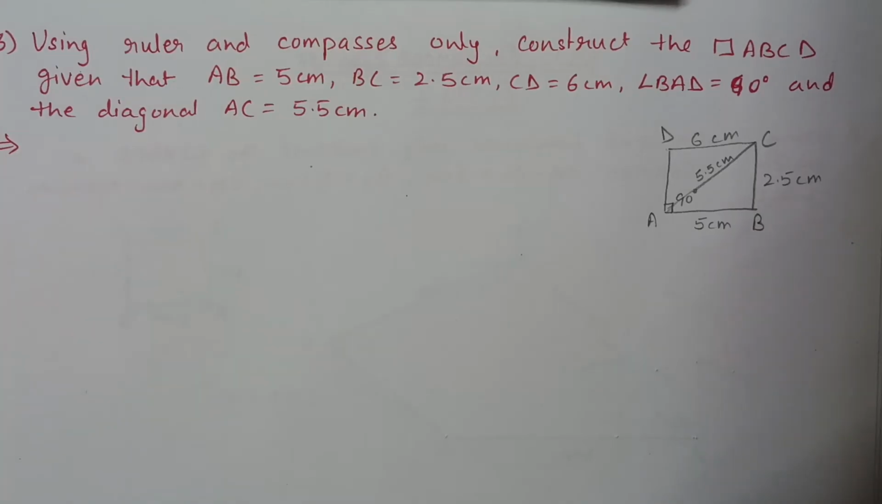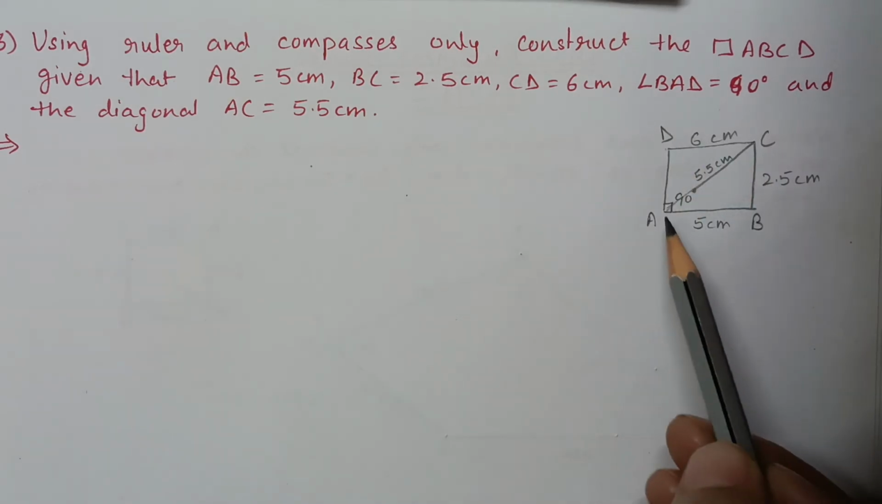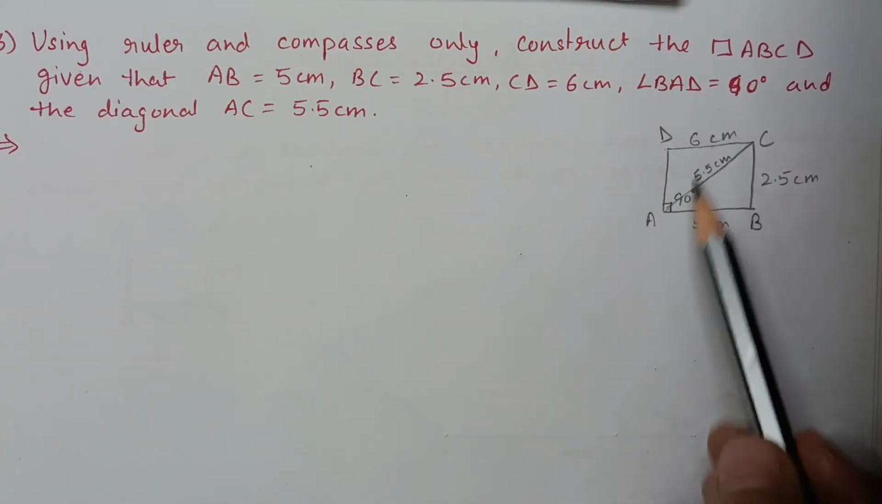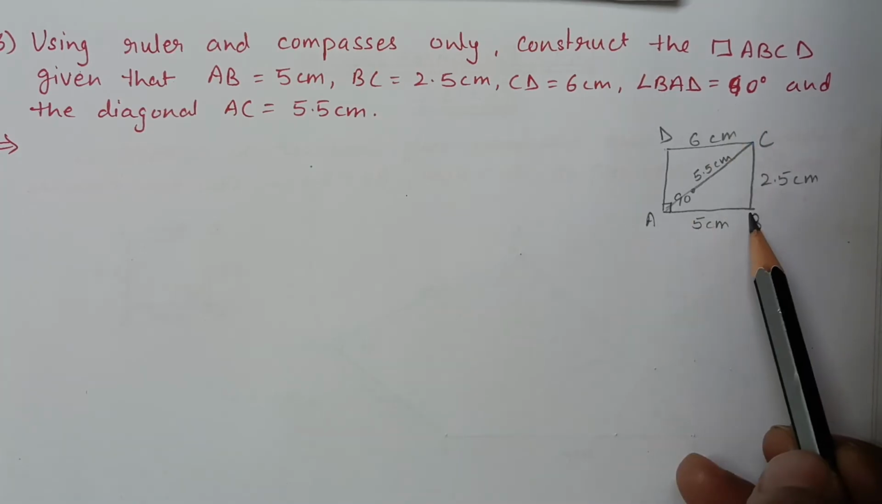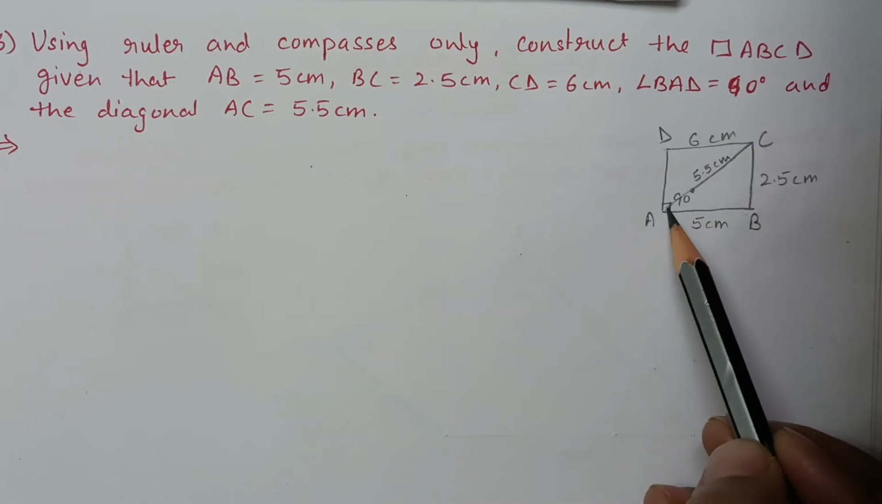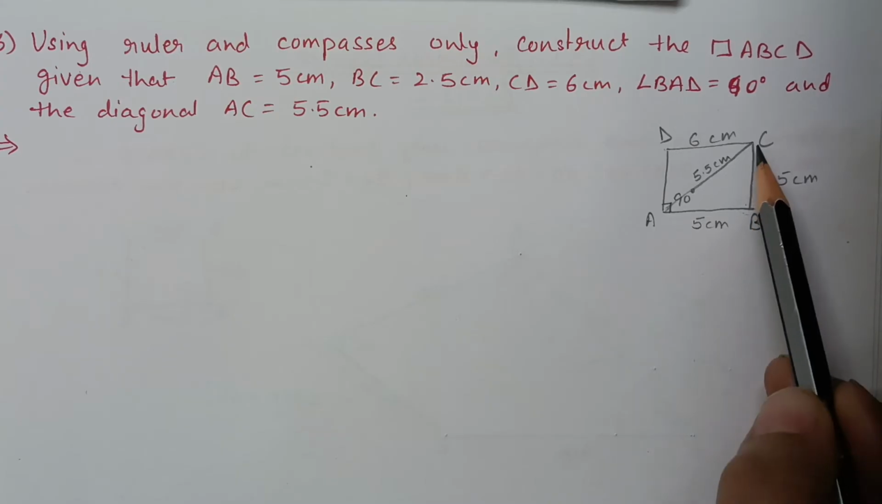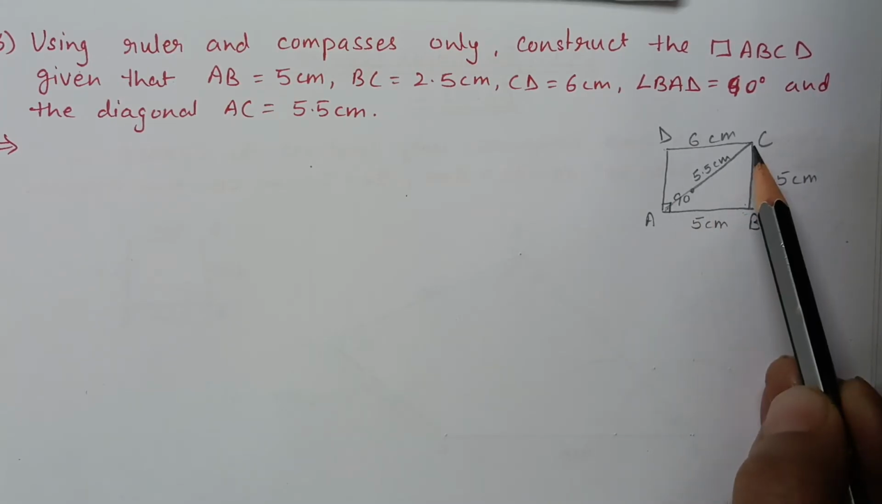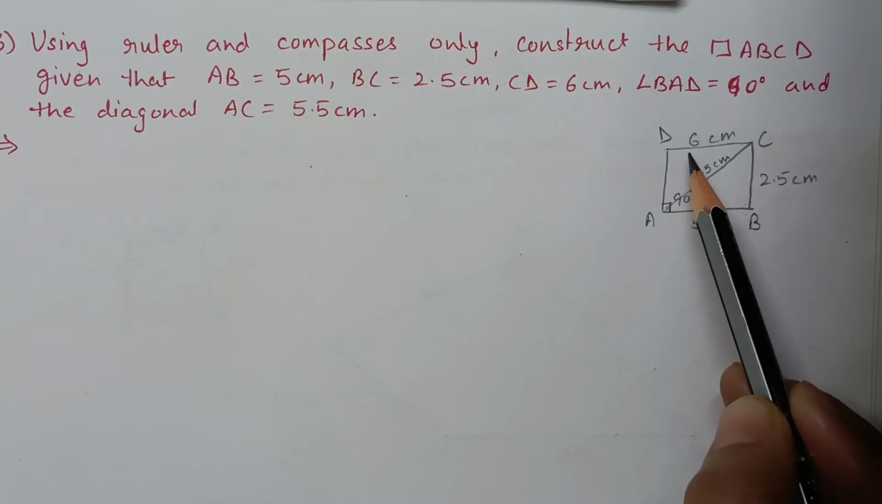Next we have question number 3. Using ruler and compass only, construct the quadrilateral ABCD given that AB equal to 5 cm, BC 2.5 cm, CD 6 cm, angle BAD 90 degree and diagonal AC 5.5 cm. So first make a rough figure and write all the measurements. Keep the angle at the base. So AB I have taken as the baseline. Angle A is 90 degree. AB 5 cm, BC 2.5, AC 5.5 and CD 6 cm.